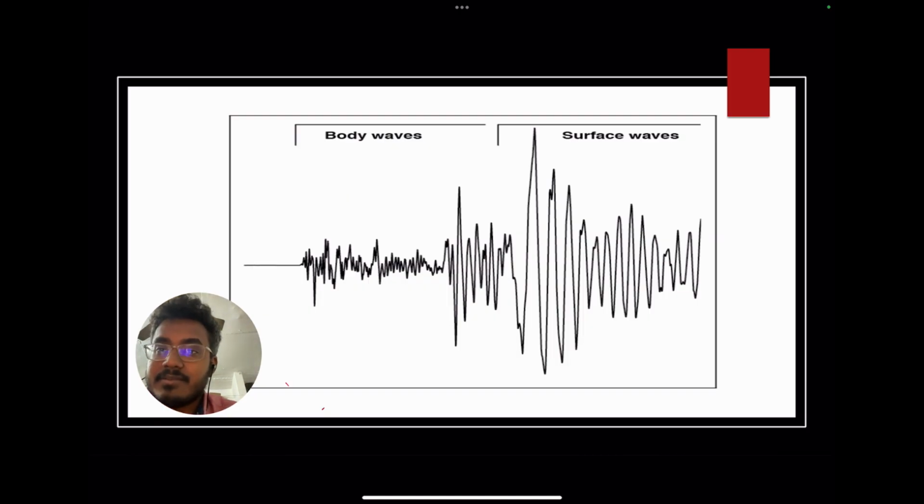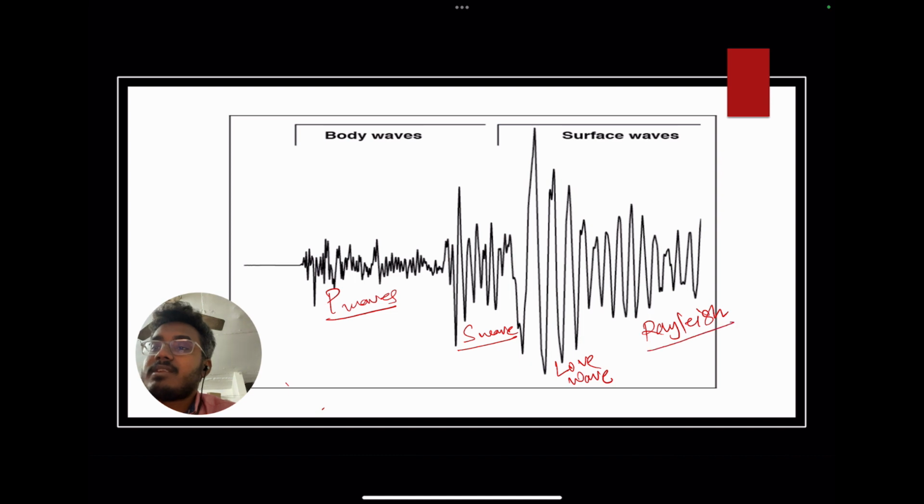Let's recap a little bit. P waves: high frequency, high speed, but less amplitude. S waves: relatively more amplitude than the P waves, but velocity is less. Then in the surface waves, Love wave has very high amplitude. Rayleigh waves have slightly lesser amplitude and velocity than the Love wave, but are very destructive because of the orbital or elliptical motion they cause in the medium.